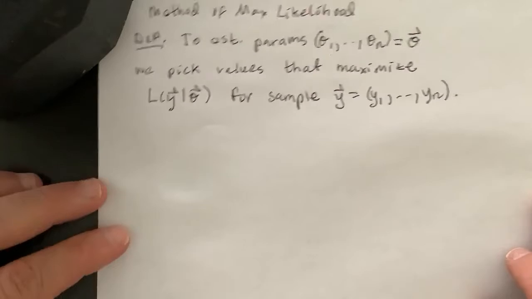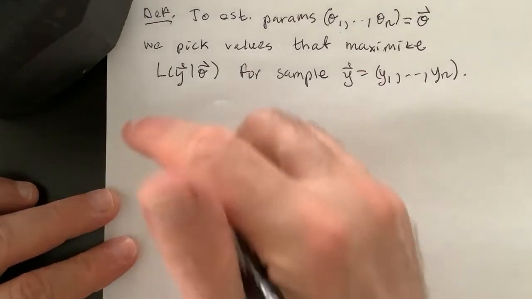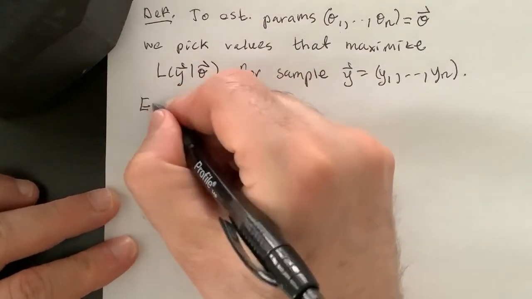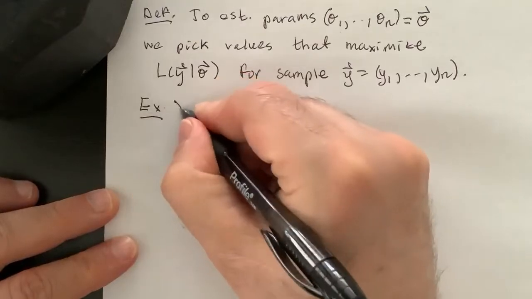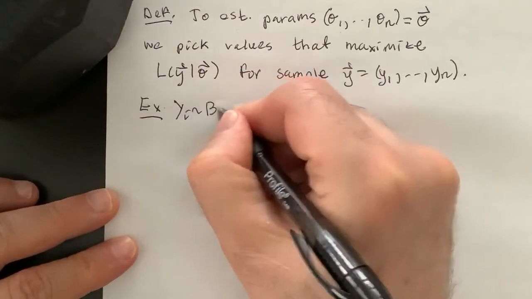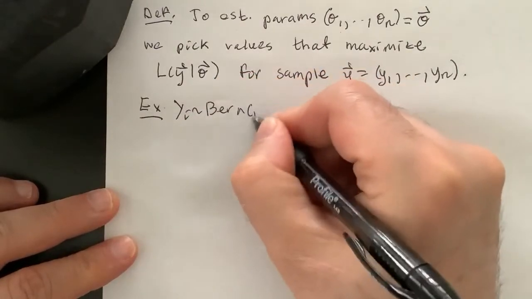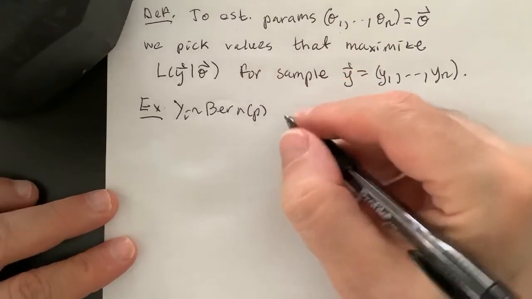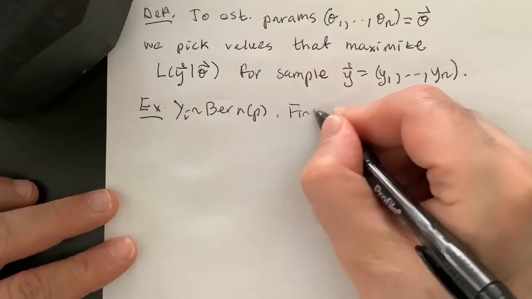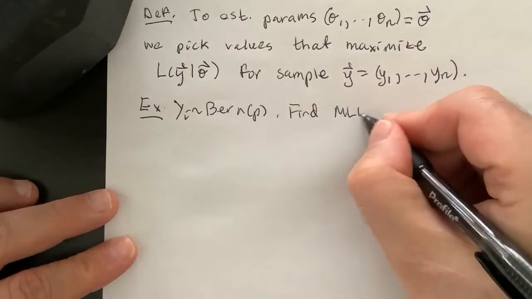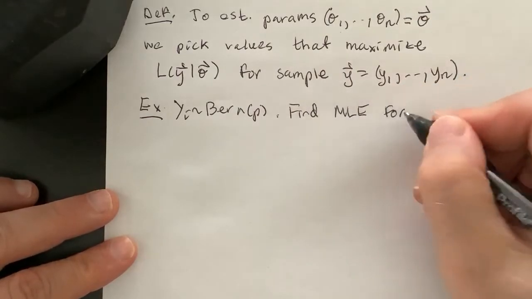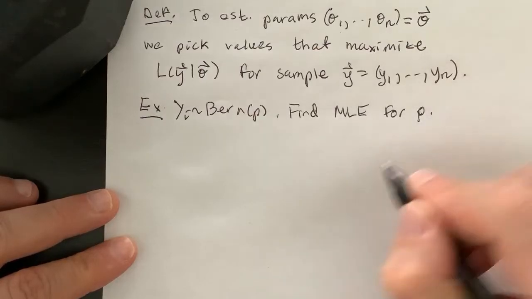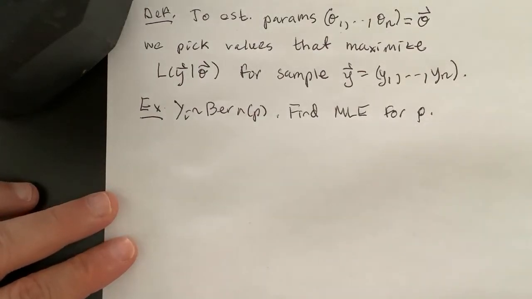All right, so right into an example here. Suppose yi is Bernoulli p, and we want to find the MLE for p. So just one unknown parameter here. Assume I have a sample of size n, unless I specify otherwise.